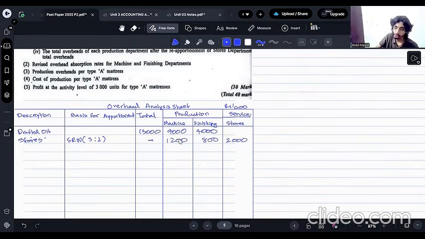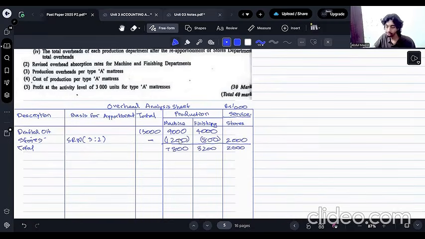We removed it. You can get the total overheads that were previously calculated for all the three departments. So you are removing this 9,000 plus 1,200, that is 7,800. 4,000 minus 800, that is 3,200, and stores department 2,000.